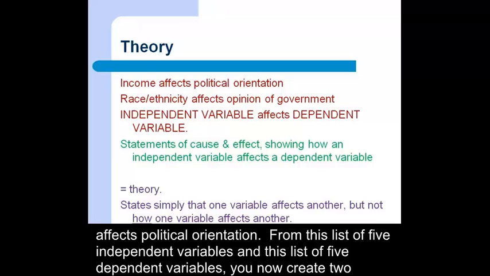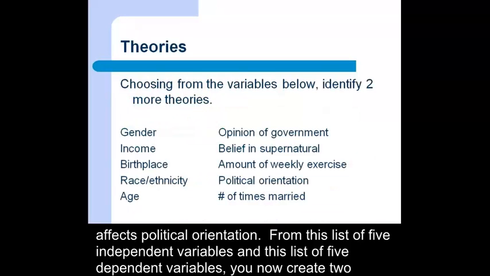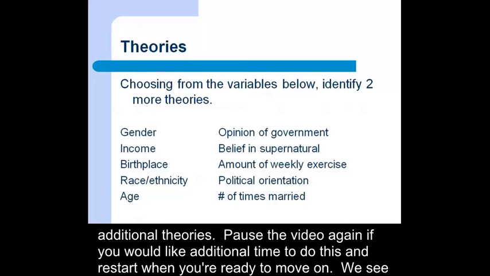Income affects political orientation. From this list of 5 independent variables and this list of 5 dependent variables, you now create 2 additional theories. Pause the video again if you would like additional time to do this, and restart when you're ready to move on.